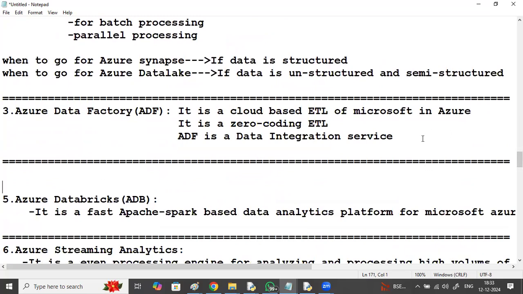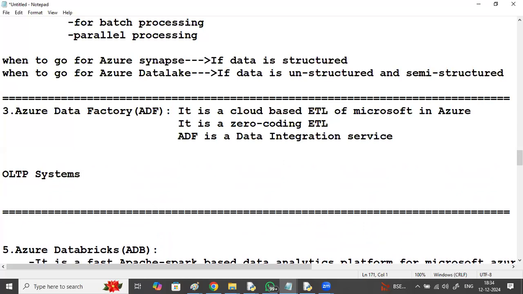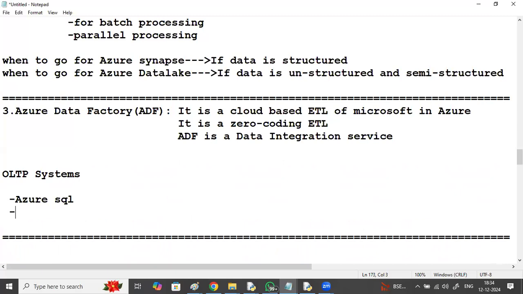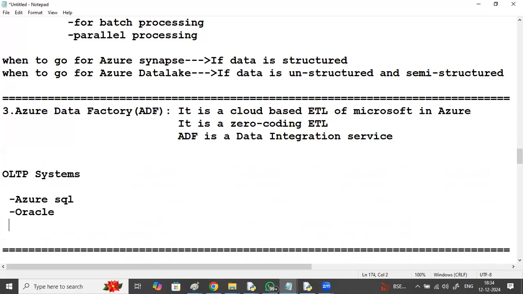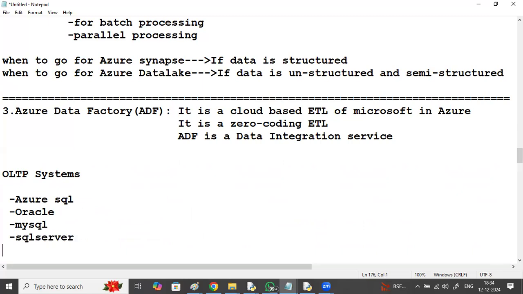For example, OLTP systems are there. Can you tell me examples of OLTPs? MySQL, SQL Server, Oracle. In the case of Azure, Azure SQL will come in this group. And what are the other things? Oracle, MySQL, SQL Server, MongoDB.